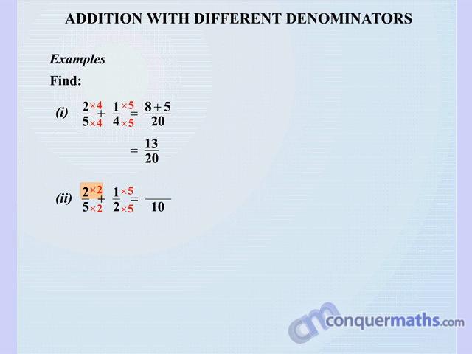So let's see what we have. We have 2 times 2, which is 4, then a plus, then 1 times 5 is 5. So we have on the top 4 plus 5 is 9, and it's over 10. So we have 9 on 10 as our answer.